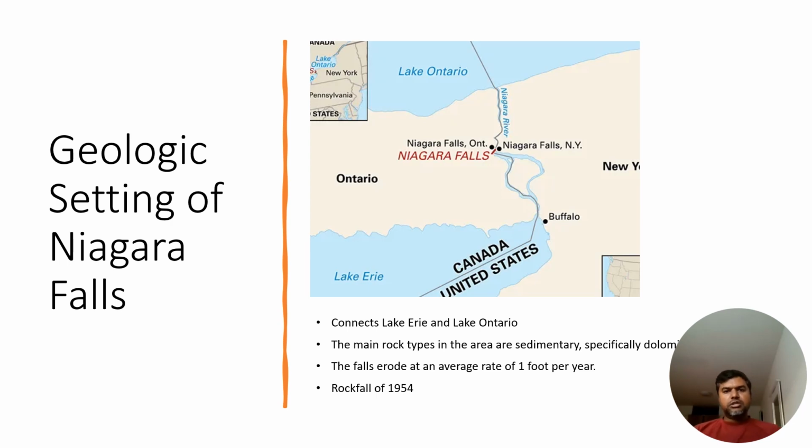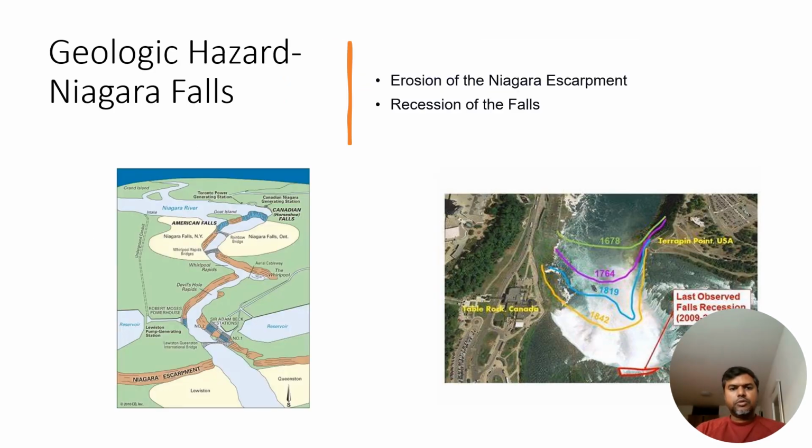The main geological hazard is erosion of the falls. The falls erode at an average rate of 1 foot per year, but measures have been taken to slow this rate. For example, water flow is reduced at night and during the off-season to slow erosion. The rockfall of 1954 is a notable event when a large section of the falls collapsed due to erosion, significantly changing its appearance.